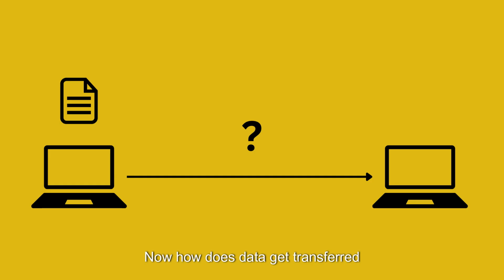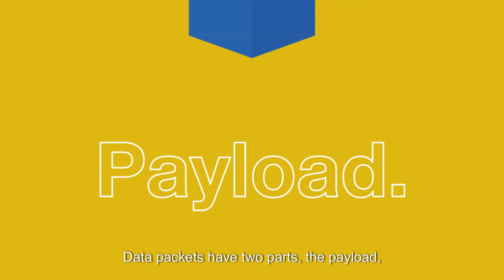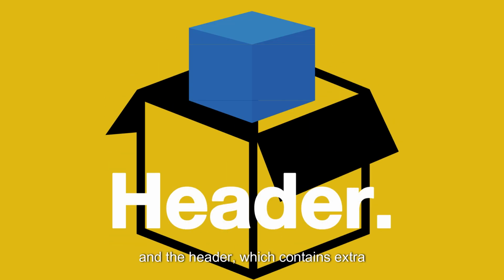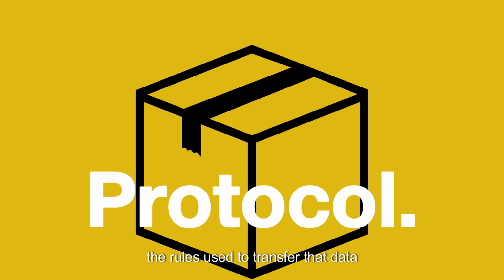Now, how does data get transferred over the internet? Well, first, the data you send are split into different data packets. Data packets have two parts: the payload, which is the actual data being sent, and the header, which contains extra information like its source and destination. Each packet also needs a protocol, which is the rules used to transfer that data packet.